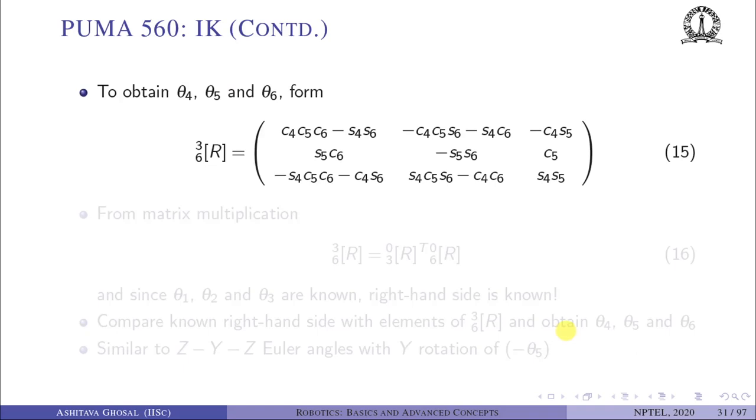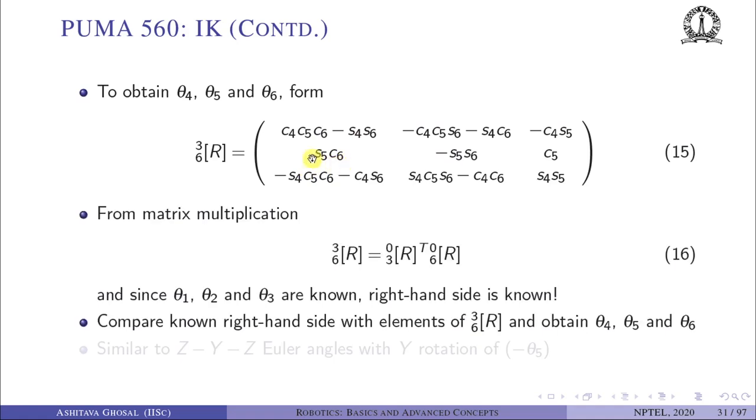To obtain theta 4, 5 and 6, which are the last three angles after the wrist, you can see that the rotation matrix 3,6R is of this form. It is C4, C5, C6 minus S4, S6. R11 is this, R23 is C5, R21 is S5, C6, and so on. This matrix 3,6R can also be written as 0,3R transpose into 0,6R, because 0,6R is 0,3R into 3,6R, pre-multiplied by the inverse, which is the same as the transpose, and we get this matrix equation.